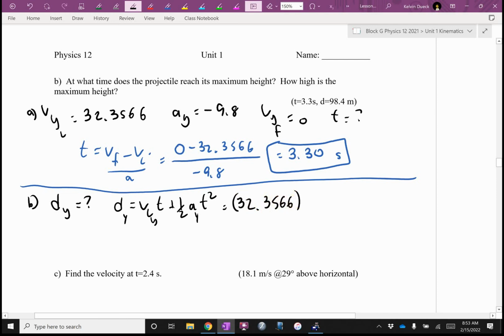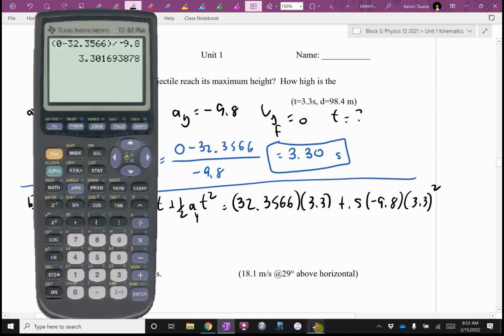32.3566 times 3.3 plus 0.5 times negative 9.8 times 3.3 squared. I'm going to use my answer button instead of 3.3. 32.3566 times answer button plus a half A. Come on, do it. Don't make any typos here. Negative 9.8 answer button squared.